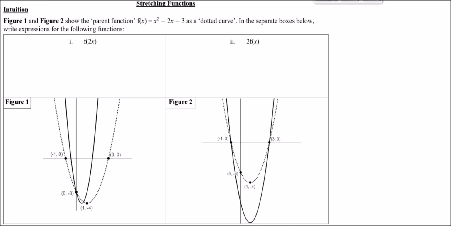So figure 1 and figure 2 are just essentially recapping the warm-up. So the parent function, we've got f of x equals x squared minus 2x minus 3 as a dotted curve. So let's just illustrate this a bit more clearly. So the dotted curve is this function here. So this thing here is x squared minus 2x minus 3. And the same for figure 2 as well.